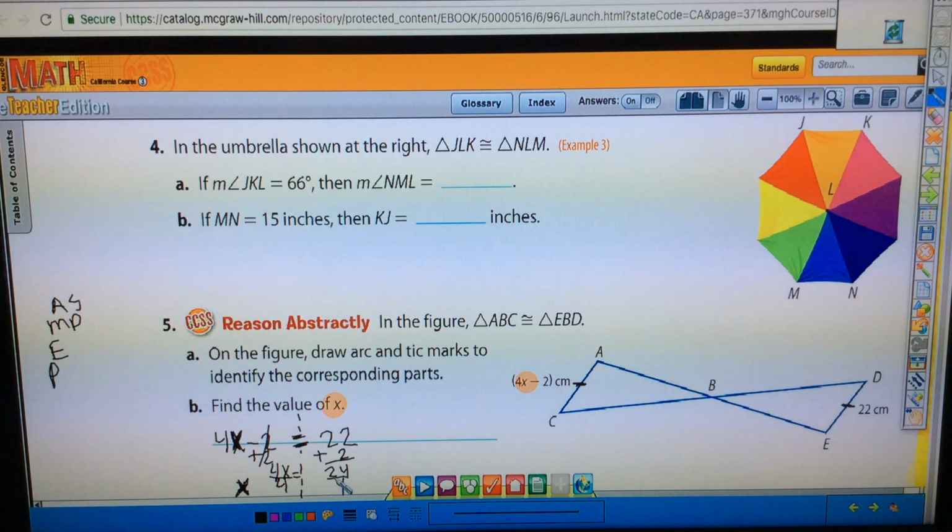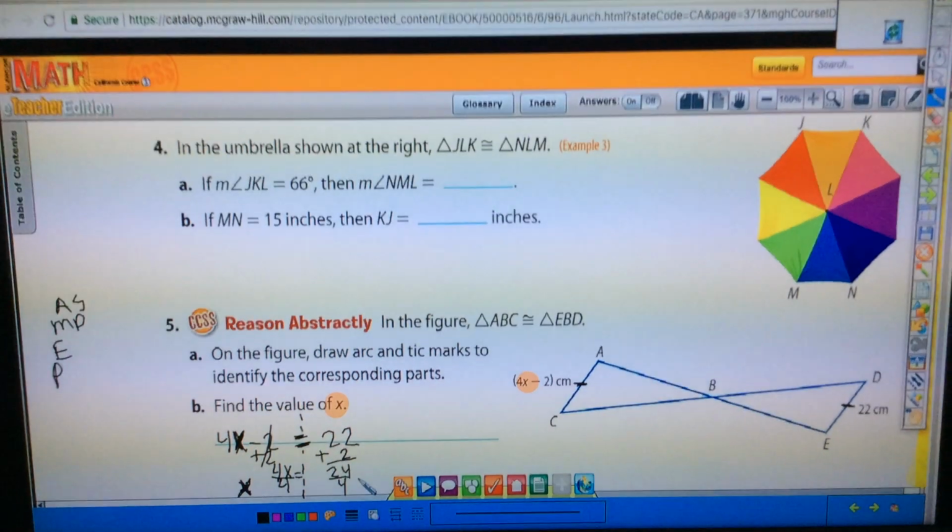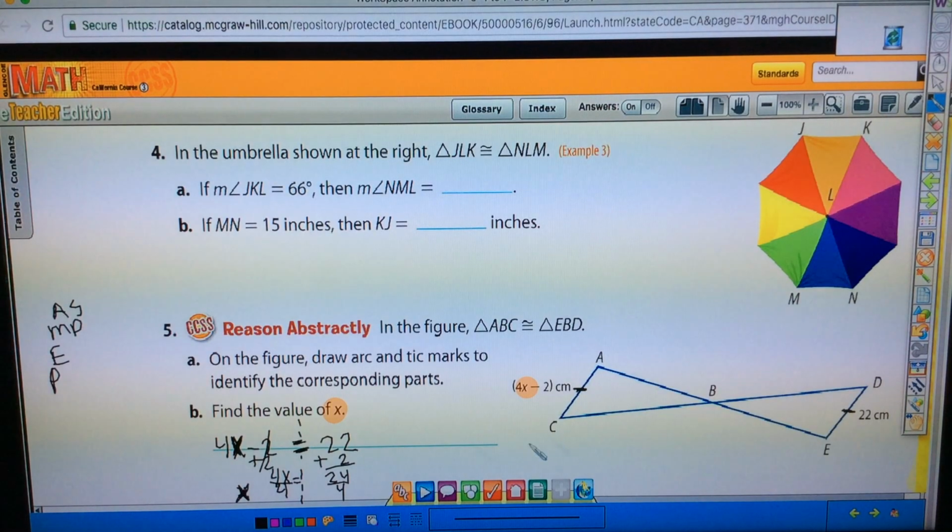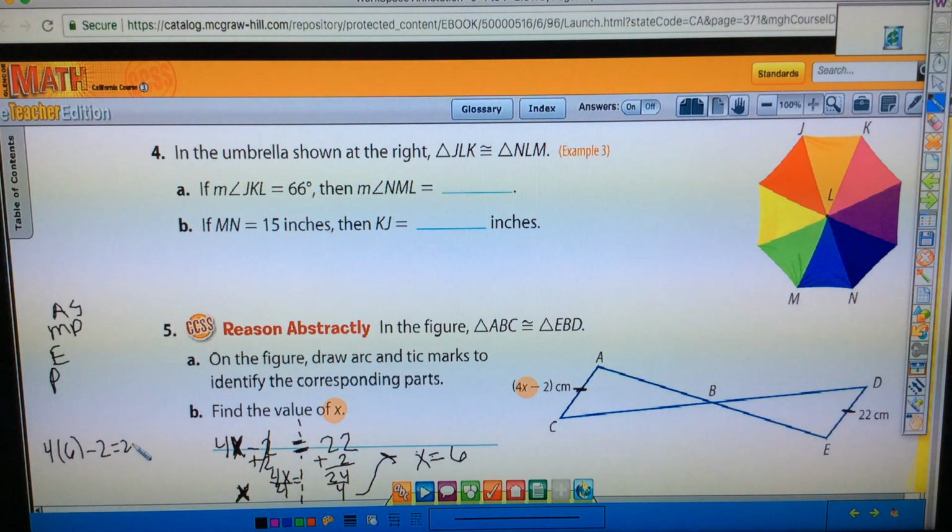Divide by 4. 24 divided by 4 is going to tell us that x is equal to 6. And you can plug it in and check. Isn't it true that 4 times 6 minus 2 equals 22? 4 times 6 is 24.